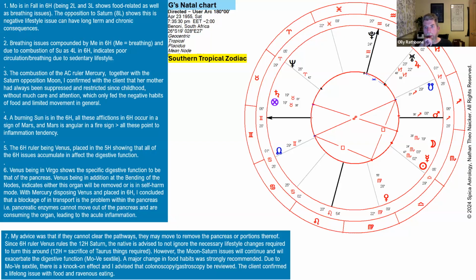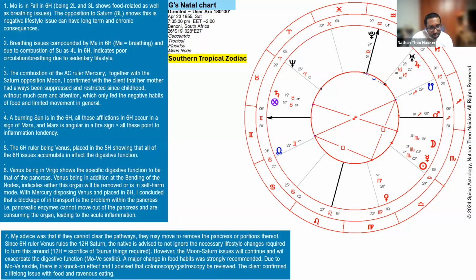So the signs of Virgo and Scorpio are connected here. It is a wide aspect, but for the moon in a sign where the sun is also there, in a sign where the ascendant ruler is also there, I'm very happy with very wide orbs because the whole sign is activating things in the chart. A major change in food habits was strongly recommended due to Moon-Venus sextile.